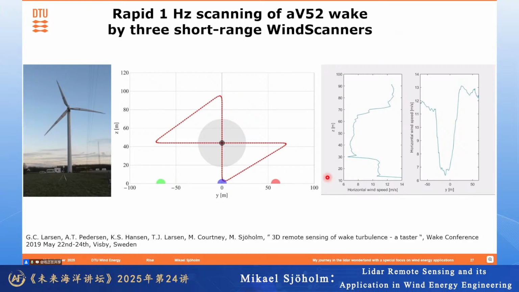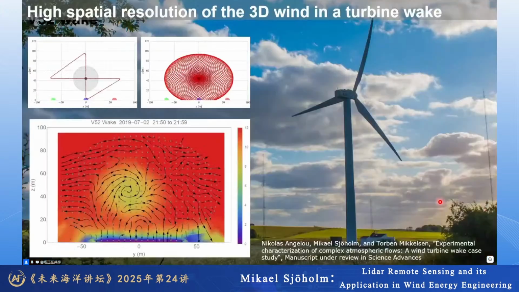But then, of course, you don't get all the spatial details that you can get if you instead make a very detailed scan pattern. You can do a scan pattern like this up here. That takes a minute, but it's very detailed. And then you can follow all 3 components of the wind behind the wind turbine. The color here illustrates the actual wind speed, so you can see the wake clearly, but you can also see the cross components illustrated by these arrows, how it swirls around behind the turbine.